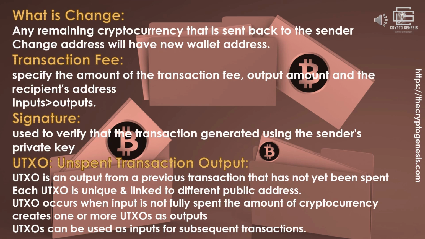Then we will have change. Change is like the leftover crypto that gets sent back to the person who sent it after they have already sent the right amount to the other person. Remember when we talked about Max wanting to send 2 BTC but having 4 in a single input? He would send 4 BTC and get 2 BTC back as change. The change address is a new address that Max creates in his own wallet to receive the remaining 2 BTC.